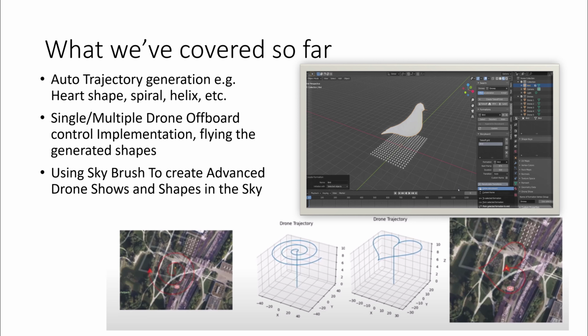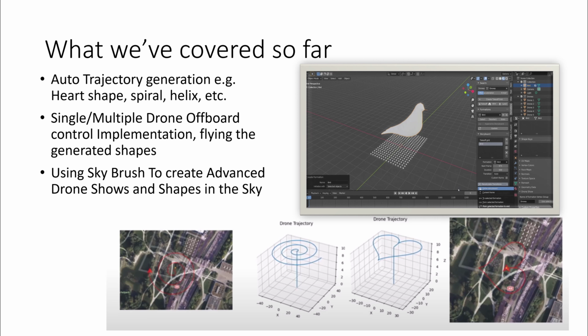First, in the first version we created some auto trajectory generator that created some astonishing shapes in the sky for us, such as heart, egg, spiral, and we made our drones fly those trajectories in the sky. Then we expanded our project to have more than one drone, and tried to fly them in a coordinated and synchronized manner together and create these spiral or heart-shaped trajectories in the sky. Then we used SkyBrush to improve our drone shows, to create any objects in the sky, to create some very advanced animations and shapes in the sky.